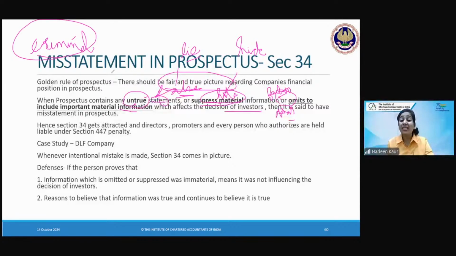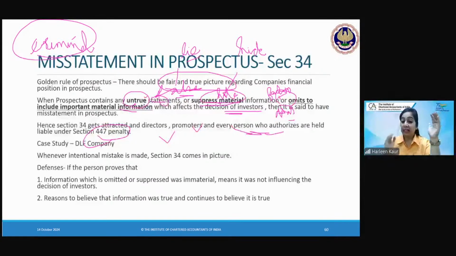Why? Because investors are investing relying on your prospectus. You are coming up with a shelf prospectus or red herring prospectus. If you are including any kind of wrong statement in any of these prospectuses, you, the directors, promoters, and every person who has authorized the prospectus will be liable for penalty under Section 447.